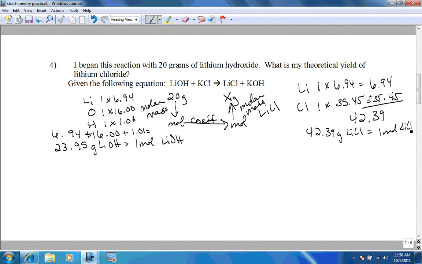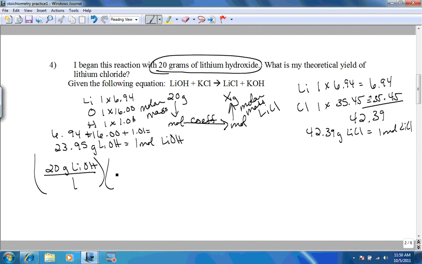Alright, so now that we have all the conversion factors we need in order to do the question, we're going to start from the beginning. We're starting with 20 grams of lithium hydroxide. Notice that's also the number that's actually given to you in the question itself. We have grams of lithium hydroxide on the top, so we're going to put grams of lithium hydroxide on the bottom of the next one. Here's grams of lithium hydroxide. 23.95 grams goes together with the grams of lithium hydroxide, and that is equal to 1 mole lithium hydroxide.